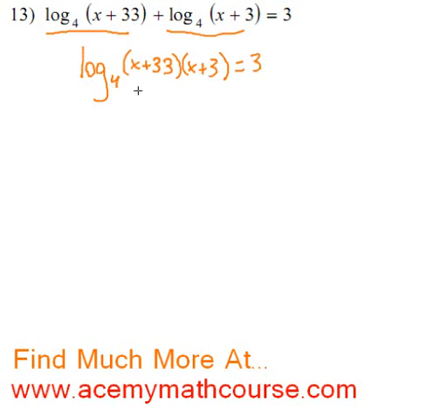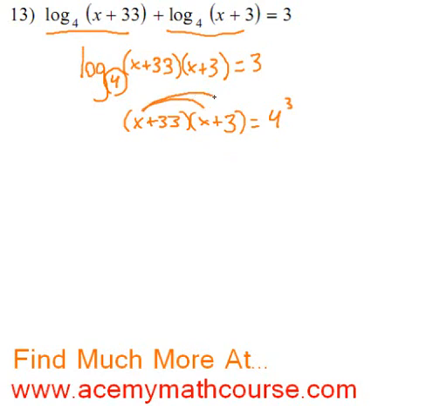Okay, so right away, I want to get rid of the log, and I'll do that by kicking the 4 over to the other side of the equation. So (x plus 33) times (x plus 3) equals 4 to the power of 3 on the other side, right? Just changing this to exponential form. And at this point, I can just FOIL this.